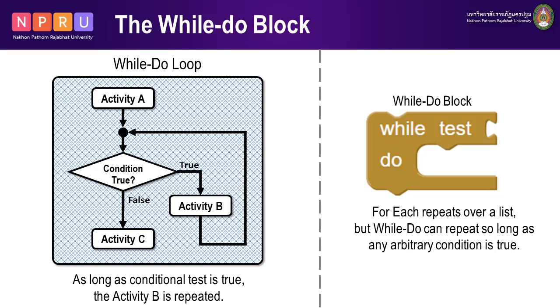If the test of while evaluates to true, the app executes the inner blocks, activity B, and then loops back up and rechecks the test. As long as the test evaluates to true, the inner blocks, activity B, are repeated. When the test evaluates to false, the app pops out of the loop, like we saw with the for each block, and continues with the blocks below the while do, activity C. Next, we'll learn how to use while do to compute a formula.